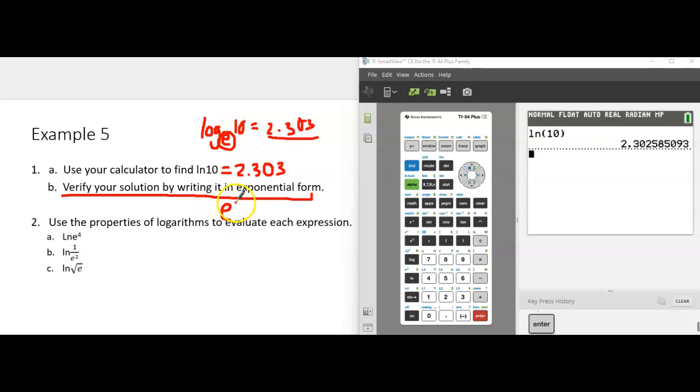So e to the power of 2.303 equals 10. And we could check that on the calculator here to make sure that that's true. So let's find our e button. We're going to do second e to the power of 2.303. And it should be something really close to 10, and sure enough it is. So what are we finding when we say ln of 10? Well, when I find ln of 10, what I'm finding is the power that I would have to raise e to in order to get 10. Okay.